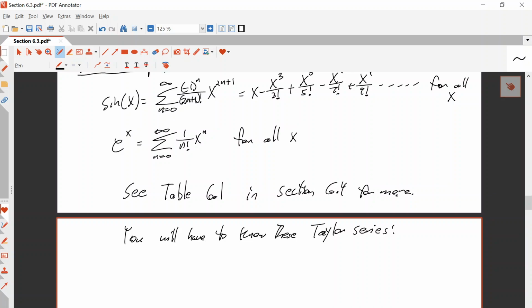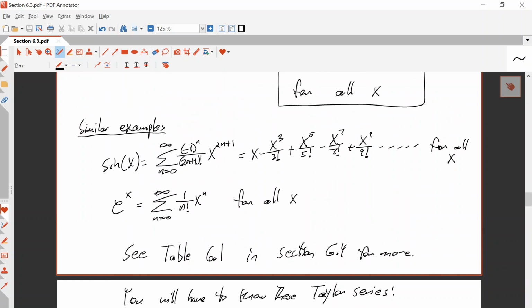All right, because we're going to use them a lot, and they're very standard, not just in this course, but in other courses as well. Ordinary differential equations and combinatorics, partial differential equations. You know, you're going to need those Taylor and Maclaurin series.